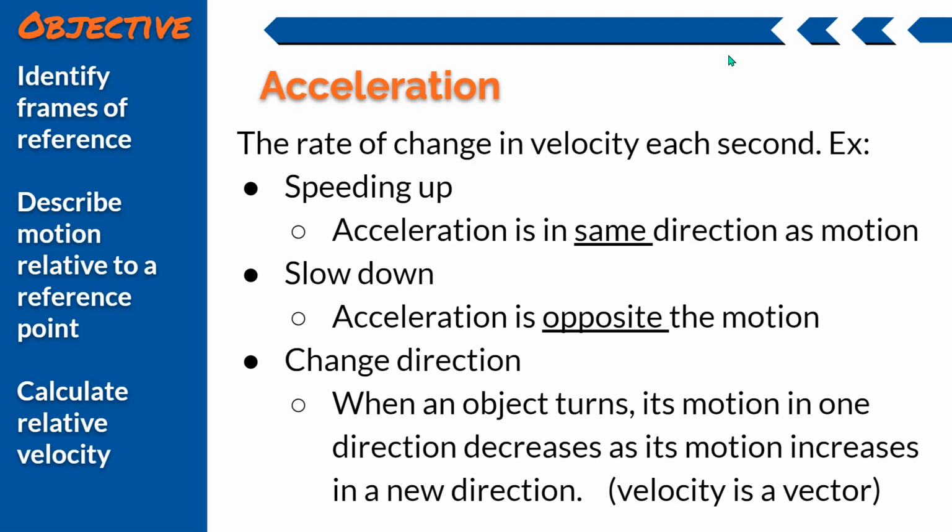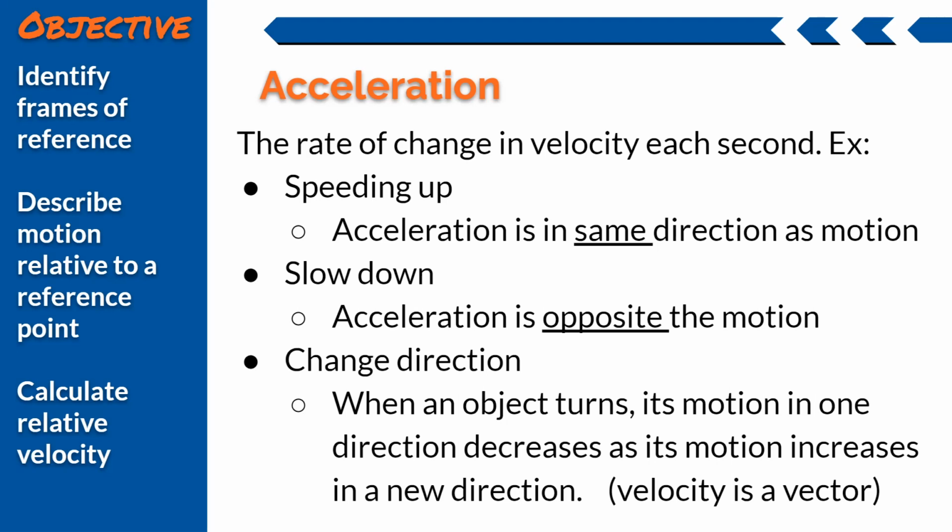It would be objects that are speeding up, objects that are slowing down, and objects that are changing direction, because it is a vector quantity and the direction matters. If you have an object that turns, that object is accelerating, even if it turns while moving at a constant speed. Okay, so speeding up is going to happen when your acceleration is in the same direction as your motion.